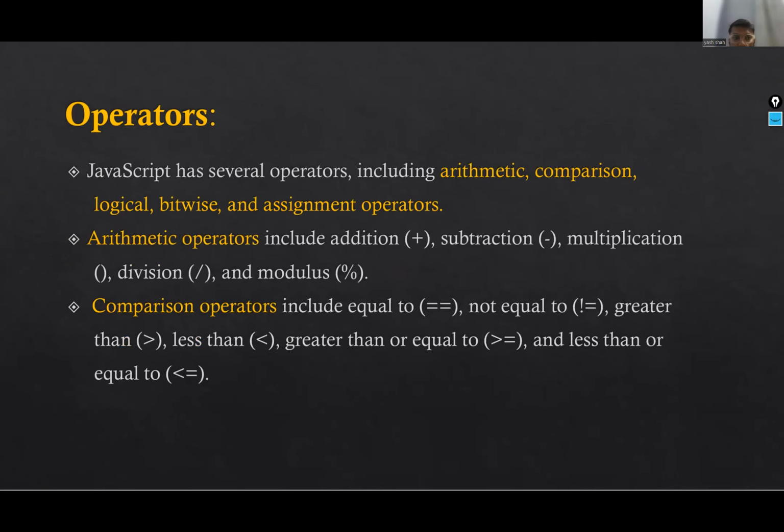Then we have operators in JavaScript. JavaScript has several operators, including arithmetic, comparison, logical, bitwise, and assignment operators. Arithmetic operators are used to add, subtract, multiply, divide, and find the remainder left for the operation we operate on the variables. Comparison operators are used to compare two variables, and we have equal to, not equal to, greater than, less than, greater than or equal to, and less than or equal to comparison operators in JavaScript.